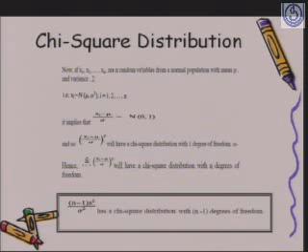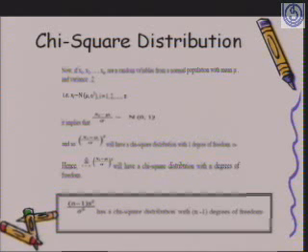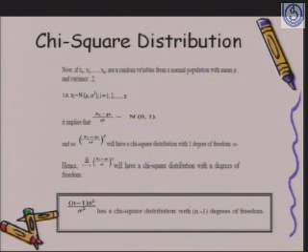I'll read this slide for you: if x1, x2, ..., xn are random variables from a normal population with mean mu and variance sigma square, then (xi minus mu) upon sigma is a normal 0, 1. This we all have discussed. So ((xi minus mu) upon sigma) whole square, that means the square of a standard normal variate, is a chi-square distribution with 1 degree of freedom.